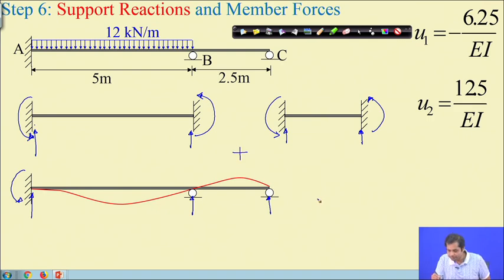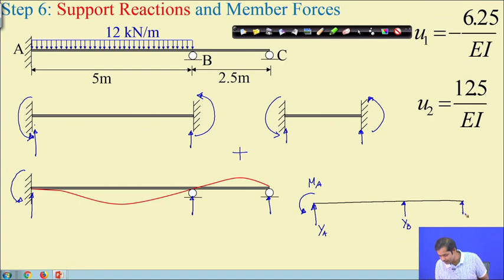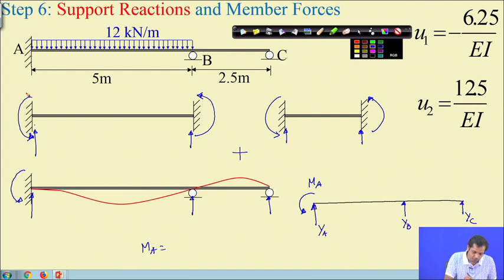So if I take this beam, at the fixed end we have a force and a moment. This force is say YA, the vertical force at A, and this is MA, the moment at A. Then we have the support reaction at B, suppose this is YB, and the support reaction at C, this is YC. Then MA will be the contribution from this plus the contribution from this.